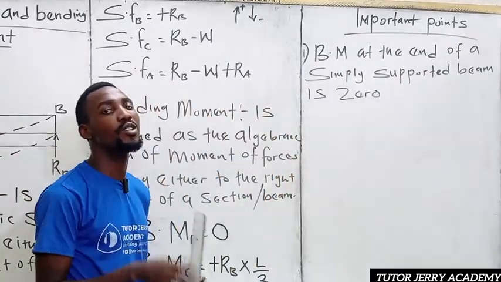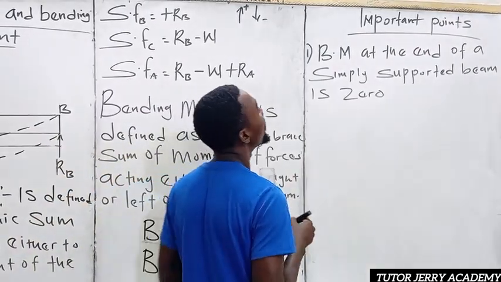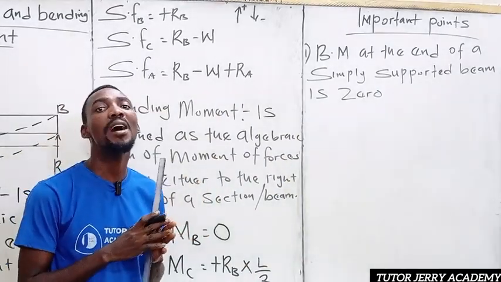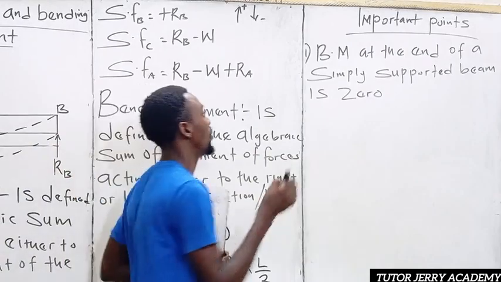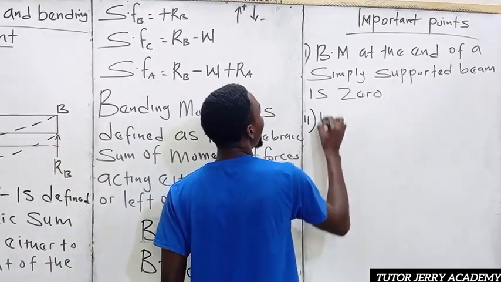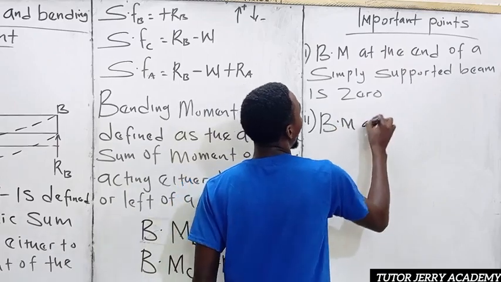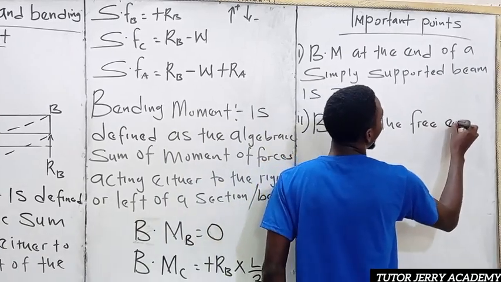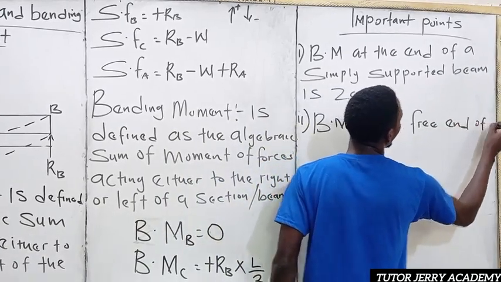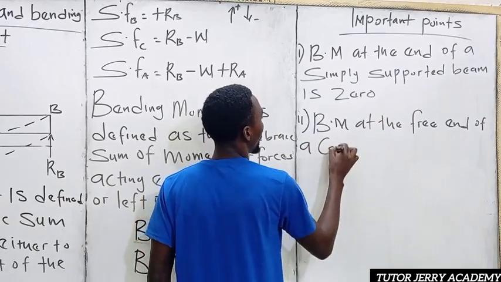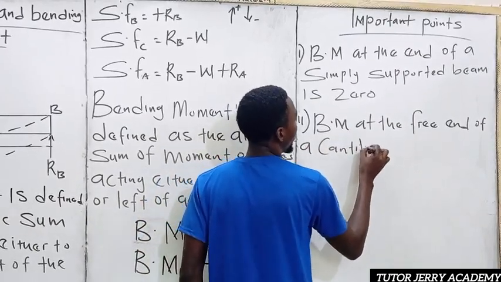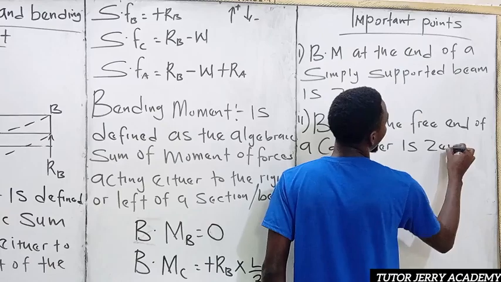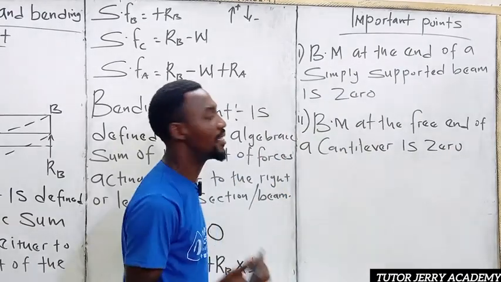Alright, another point you need to note is this. That the bending moment at the free end of a cantilever beam is also 0. Bending moment at the free end of a cantilever is 0. Alright, you know how a cantilever is.